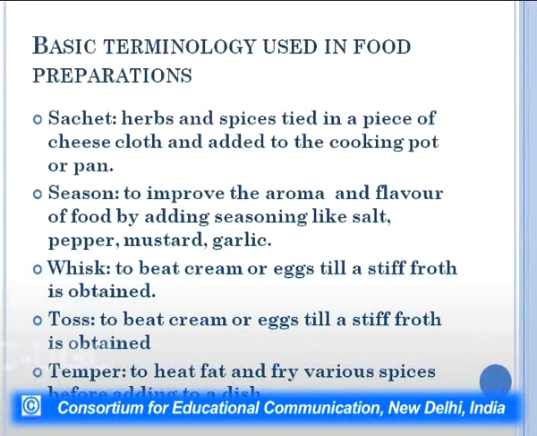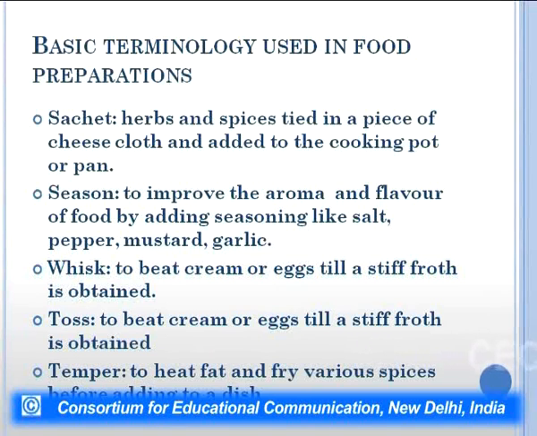Then season, to improve the aroma and flavor of food by adding seasoning like salt, pepper, mustard, garlic, etc. Whisk, to beat cream or eggs till a stiff froth is obtained. Toss, whisk and toss are almost the same. And temper, to heat fat and fry various spices before adding to a dish.